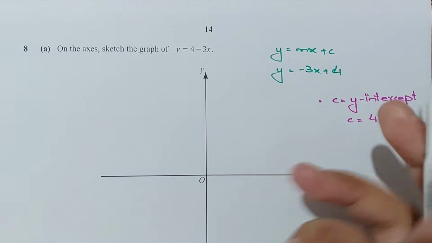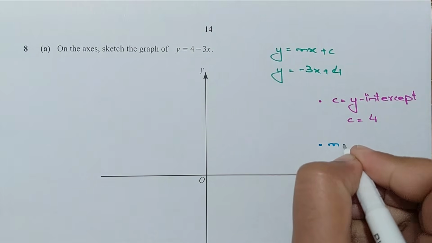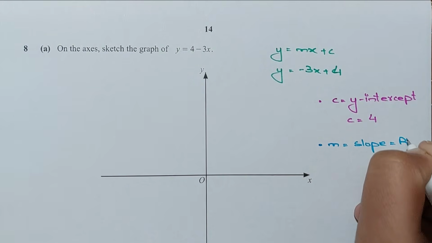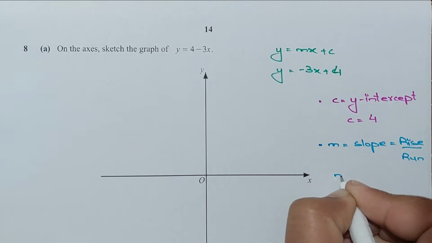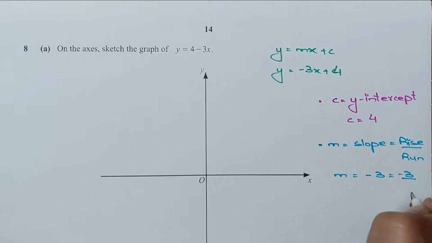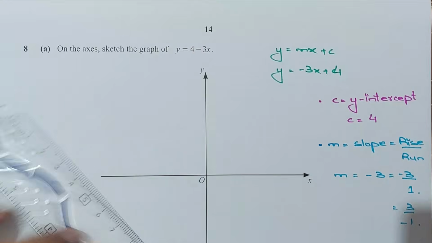Now the next part is, what is m? m is the slope. This is my rise over run. And m in this case is negative 3, or we can say minus 3 by 1, or we can say 3 over minus 1. Both are correct. Okay, so let's draw this straight line.